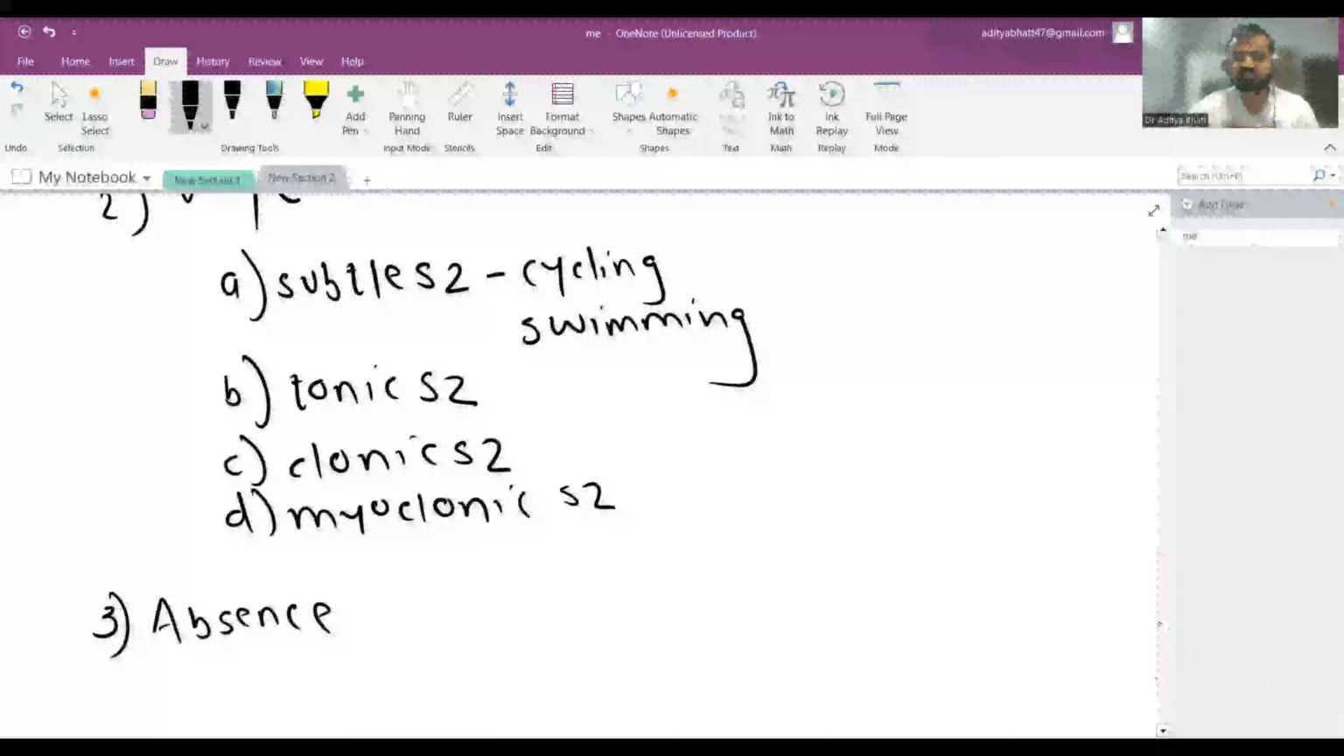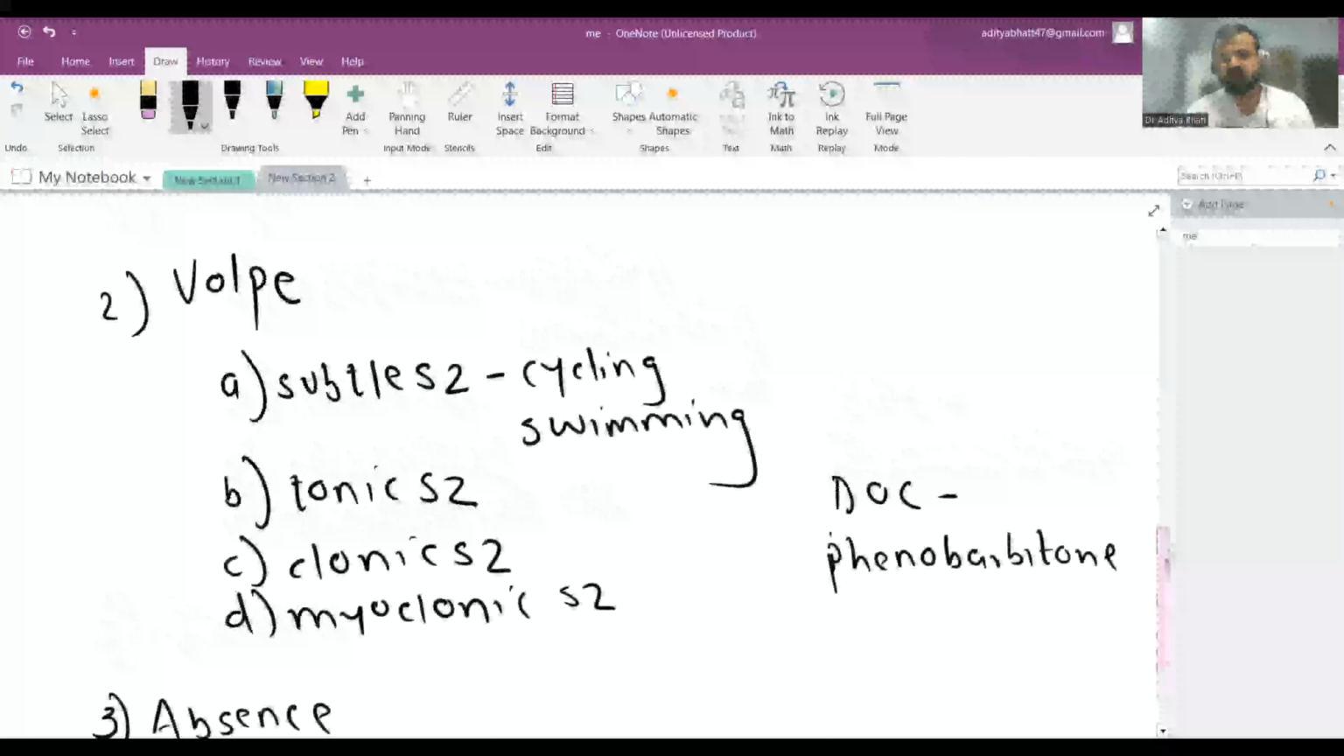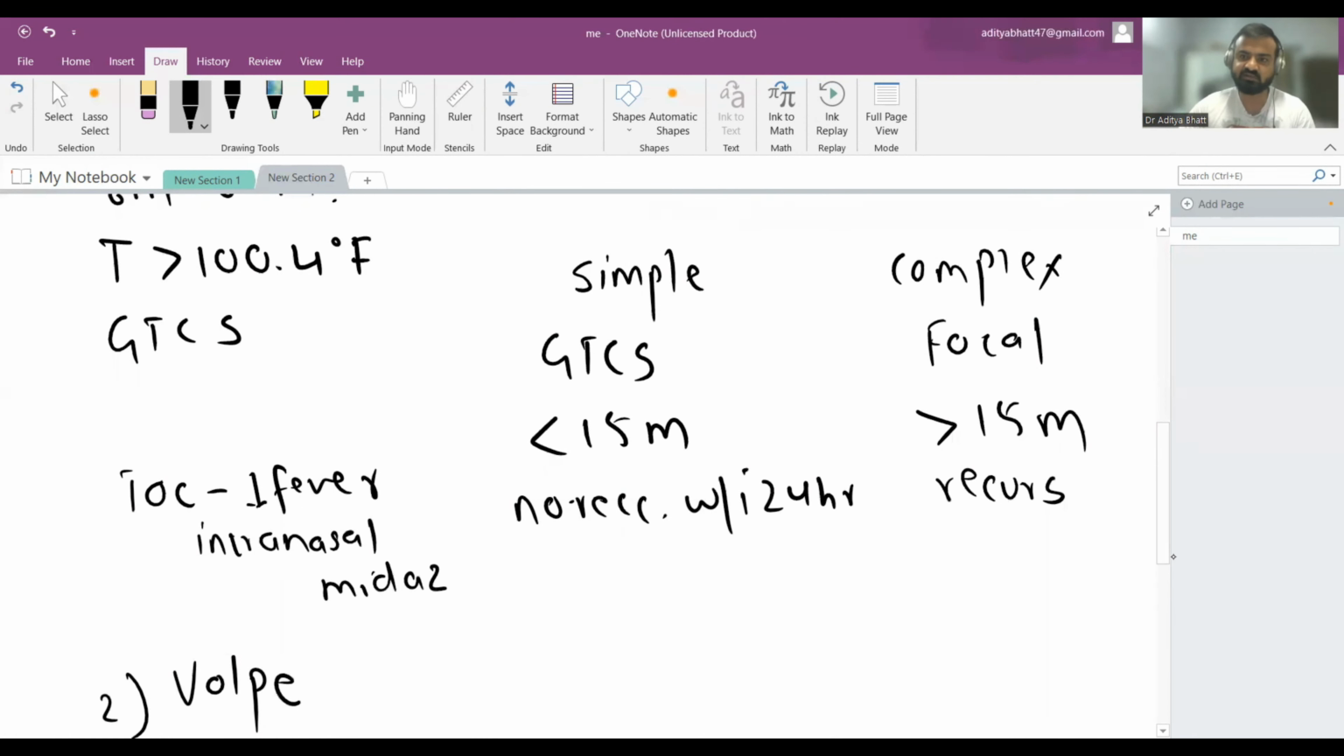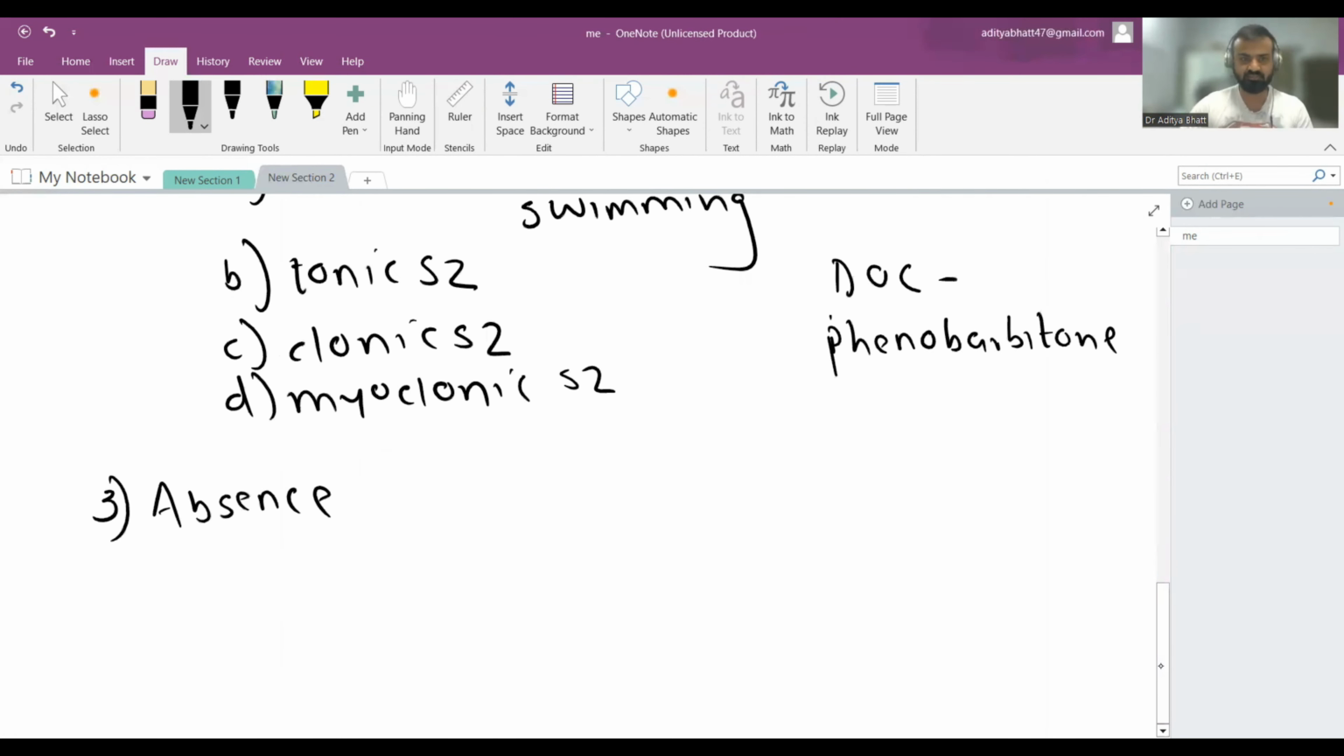Okay, we'll just see the drug of choice. Over here, the drug of choice in a newborn is injection phenobarbital. While in febrile seizures, the treatment of choice is to reduce fever and give intranasal midazolam. Intrarectal diazepam is not used. Intranasal midazolam is now available, so we prefer it.